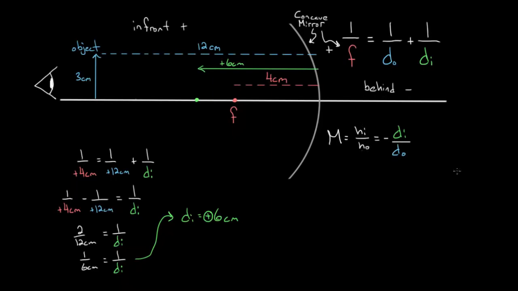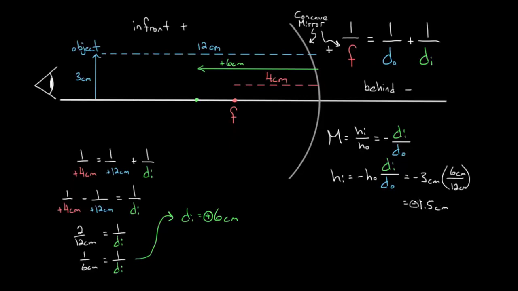So what's the height of our image going to be? Let's just solve for it. If we solve for the height of our image, multiply both sides by HO, we'll have the negative signs already here, so the height of the image is negative height of the object times this ratio of the image distance over the object distance. And now we can just plug in numbers. The height of the object, it says it's 3 centimeters tall right here, so negative 3 centimeters, times the ratio of the image distance was 6, the object distance was 12. And so if you solve this, you'll get 1/2 of negative 3, which is negative 1.5 centimeters.